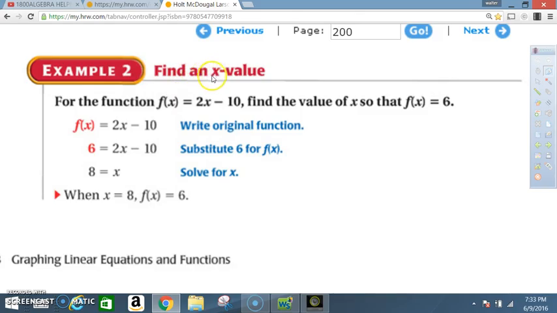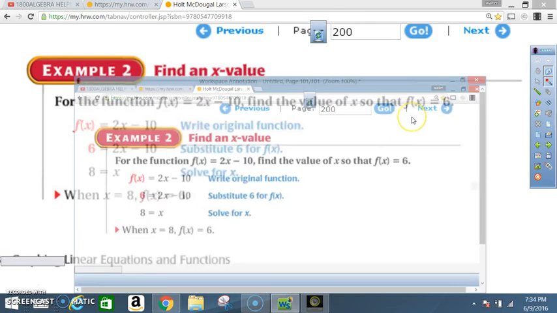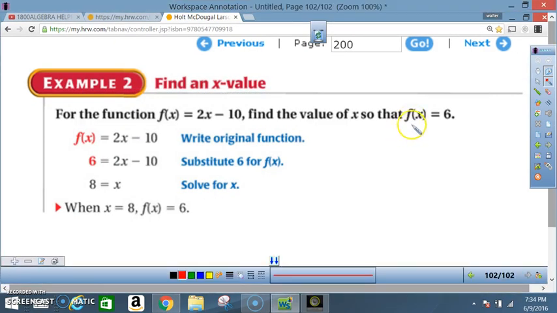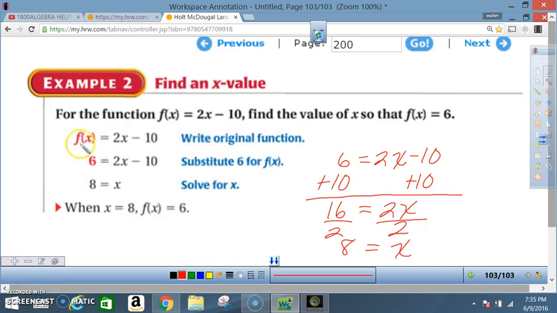Example 2, find an x value. For the function f of x is equal to 2x minus 10, find the value of x so that f of x is equal to 6. Write the original function: f of x is equal to 2x minus 10. Now they told us f of x is equal to 6. That's like saying y is equal to 6. So in place of f of x, you're going to put 6. So now you have 6 is equal to 2x minus 10.